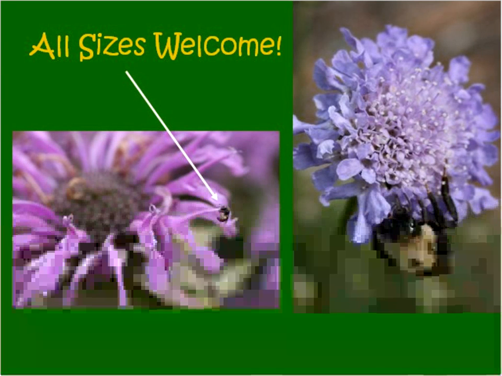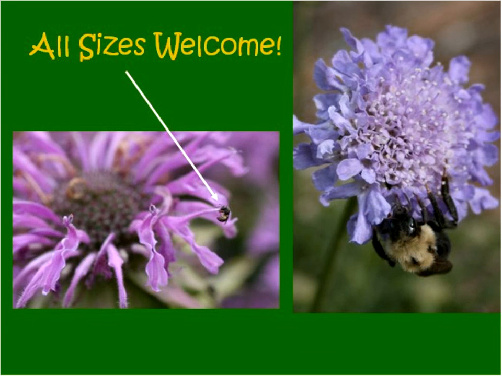Here's just showing again some of the size differentiation. This is Monarda, a very tiny bee, and then over here we have a bumblebee on Scabiosa, again with that nice long tongue.